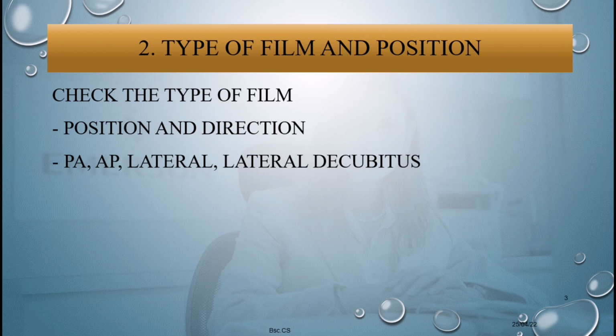Some of the types we have are posterior anterior, that's PA, then AP, that's anterior posterior, then we have lateral, then we have lateral decubitus. Then you also have to take note if the patient is upright or lying down.